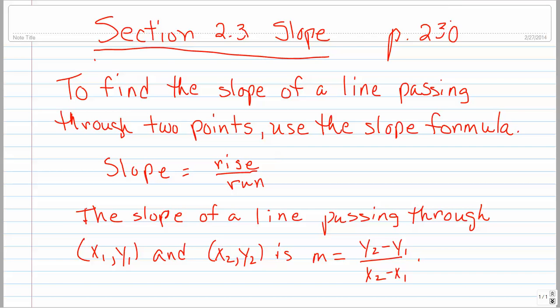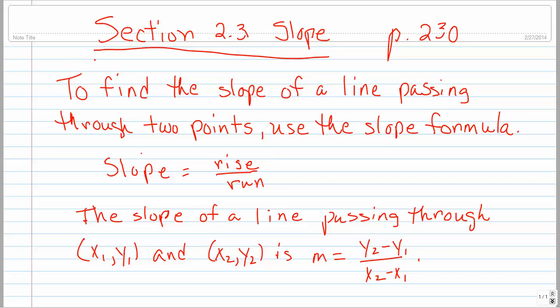Section 2.3 is on finding the slope of a line, and this is to find the slope of a line passing through 2 points on the line. And so to do this, we're going to use the slope formula.